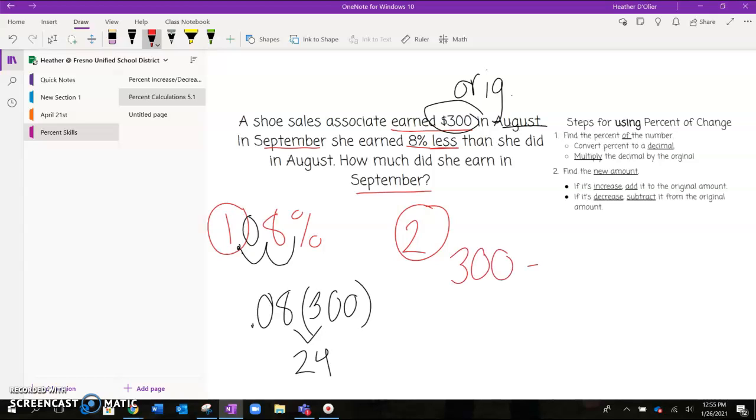300 subtract 24. I could have written it vertically and solved it by hand. I'm just going to use my calculator though. 300 subtract 24 equals 276. So this is my final answer. That shoe sales associate earned $276 in September because that is 8% less than the 300.